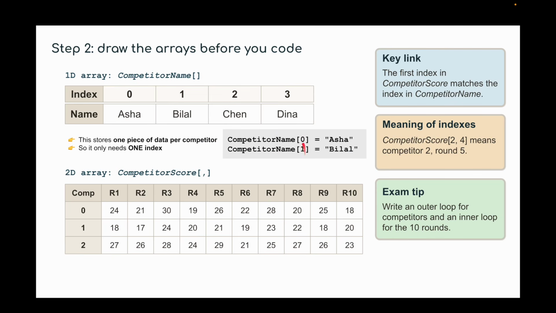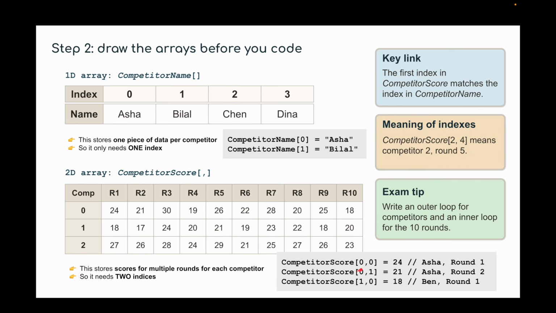Okay, one piece of information. Hence no comma. But the 2D array, go on to here, as you can see, competitor score 2,4 means competitor 2, round 5. So I've got Asha, round 1, and her score was 24. I've got Asha, round 2, and the score there was 21. So those are the position values, the index values, and then competitor 1, Bilal, or Ben, I've changed his name because I can't pronounce Bilal, round 1.